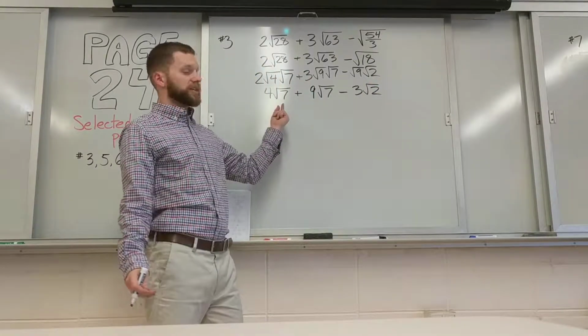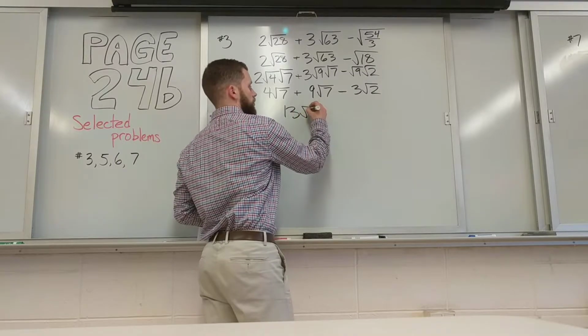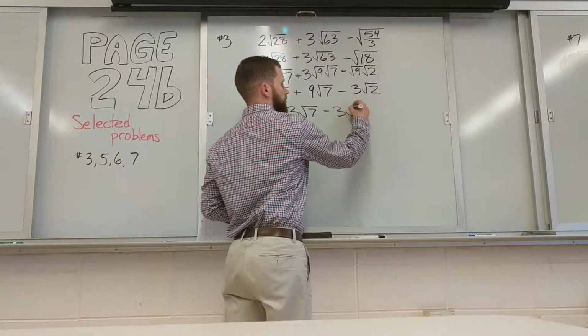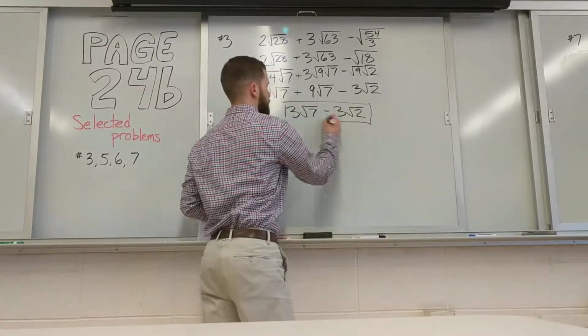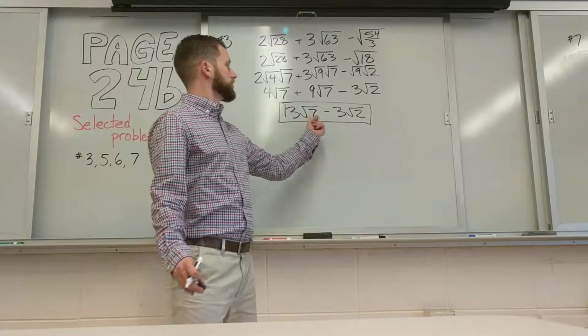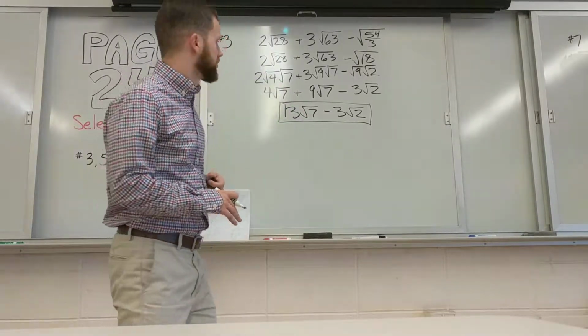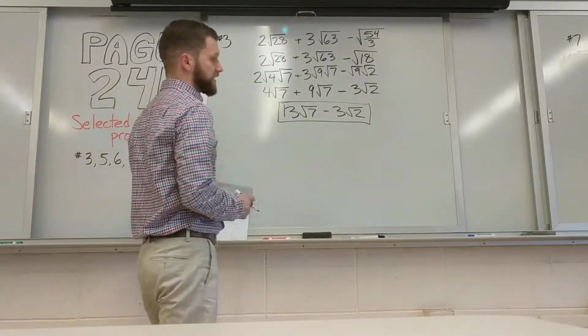Okay, so the things that are like terms right here would be these two. So we end up with 13 root 7 minus 3 root 2. Okay, this is fully simplified as neither of the radicals have any perfect square factors left, and they can't be combined. So that's number 3.